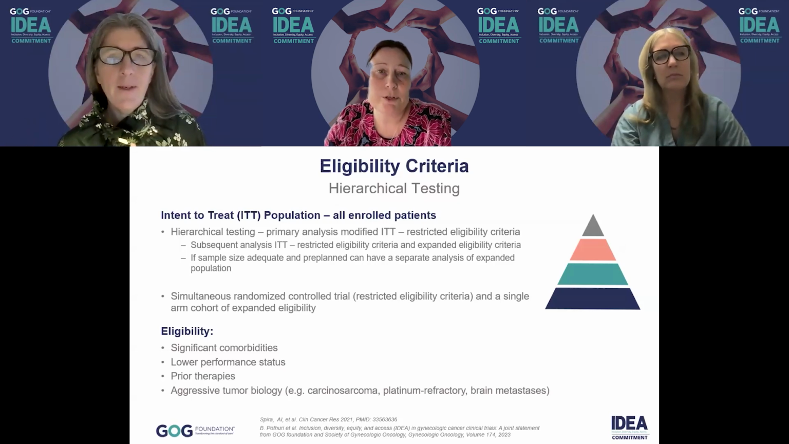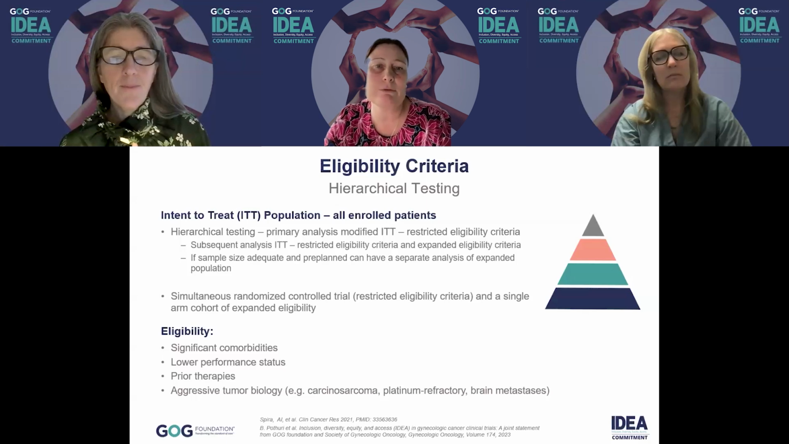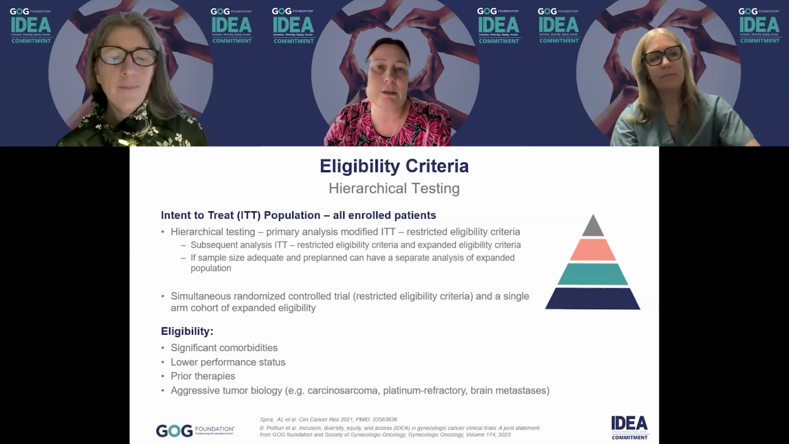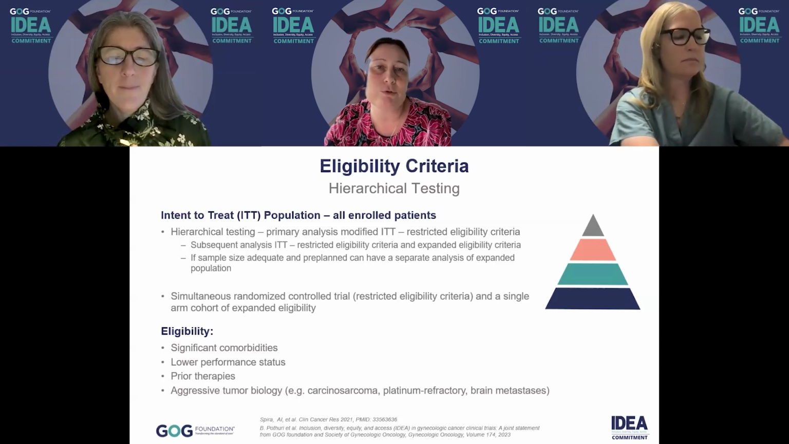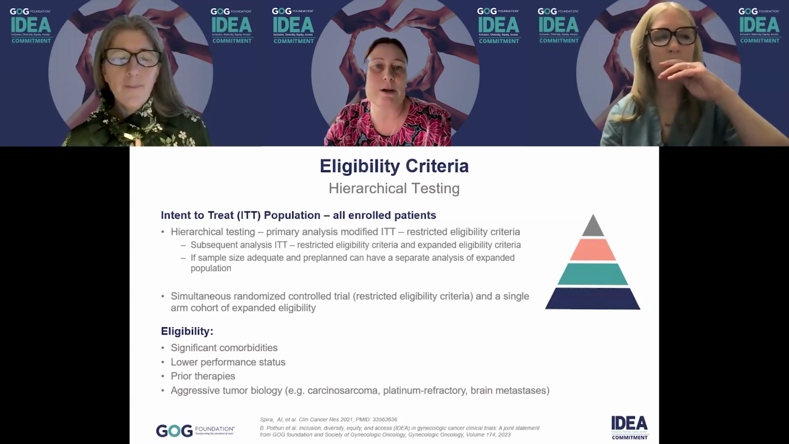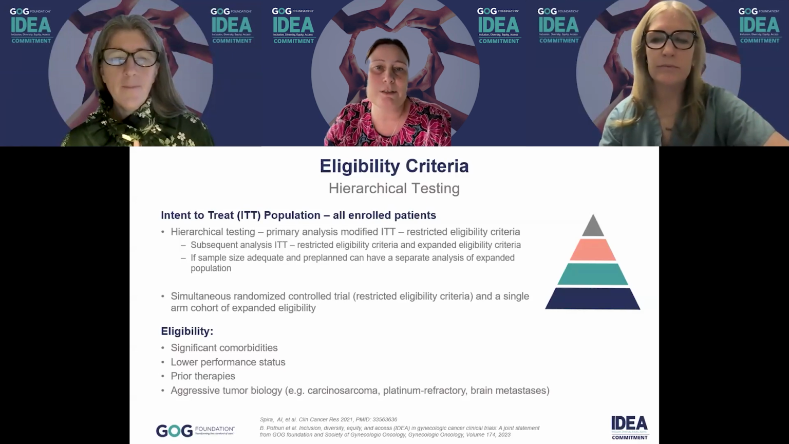Well, I think there's a great opportunity in this hierarchical testing, as we're calling it. We have our intent to treat population that maybe will have restricted eligibility. They may not permit organ impairment, but at the same time you have a broader population that really reflects the real world. So you can do your primary analysis in the intent to treat population with their very restricted eligibility, but at the same time you are allowing real world data to be acquired during the time that the study is being conducted.